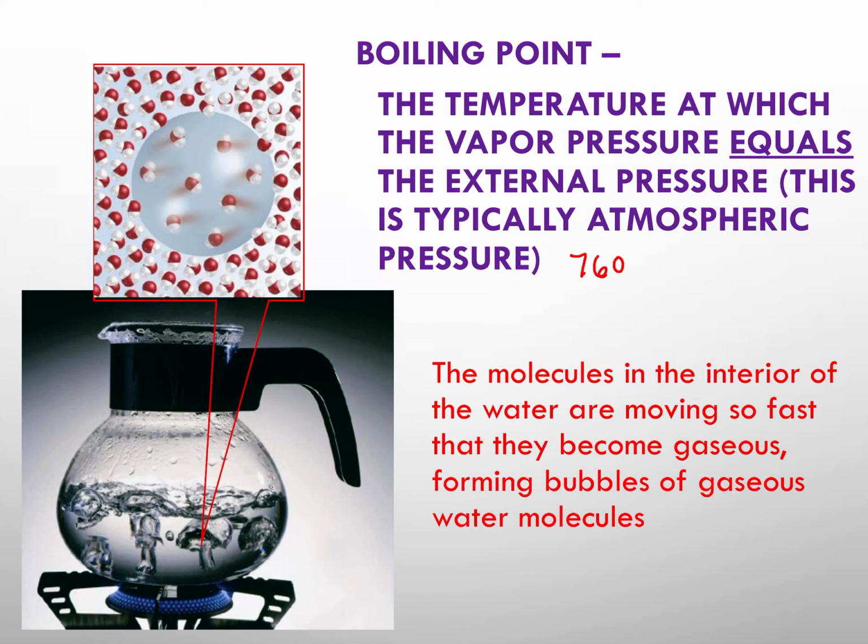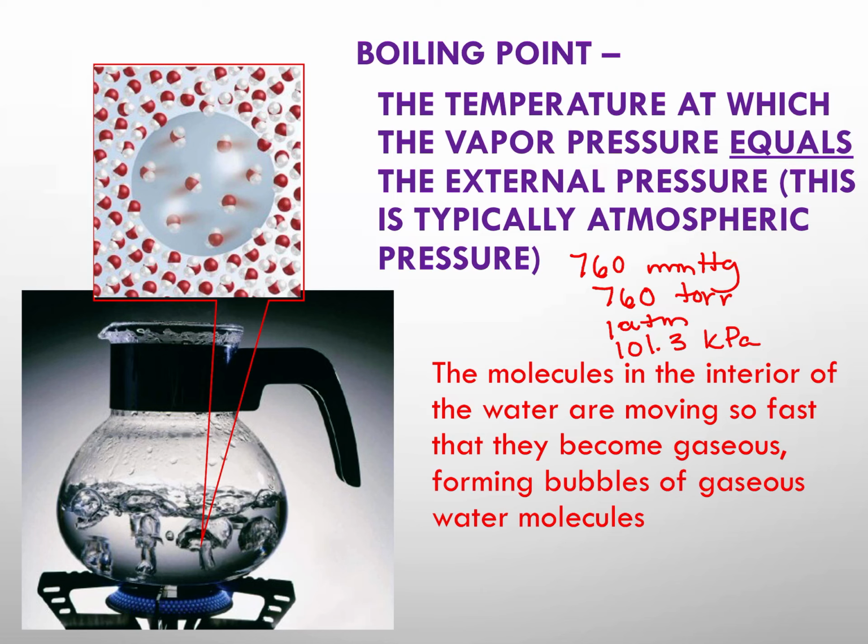Your external pressure is typically atmospheric pressure. So that's 760 millimeters of mercury, or 760 torr, or 1 atm, or 101.3 kilopascals. No matter how you're measuring that, that's your atmospheric pressure. That's your external pressure, usually, most times.